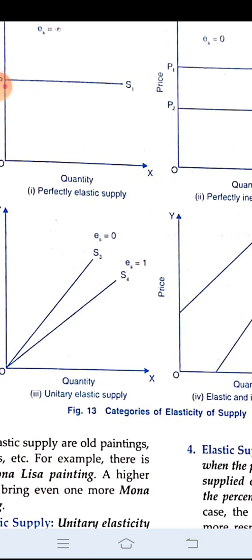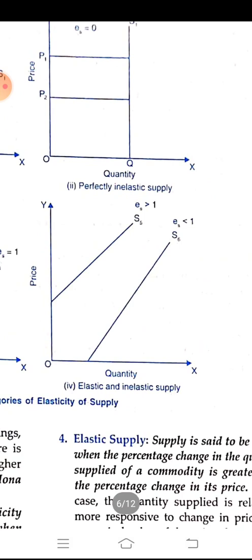Next we have elastic supply. Okay, elastic supply means we will find that, here is the figure, the percentage change in supply is more than the percentage change in price. As there is a change in price, the supply will have more change. With maybe a little bit of increase in price, the supply will increase more. A little bit of change and the supply will be more. This is explained with the help of this S5. You can see the price elasticity is more than 1.